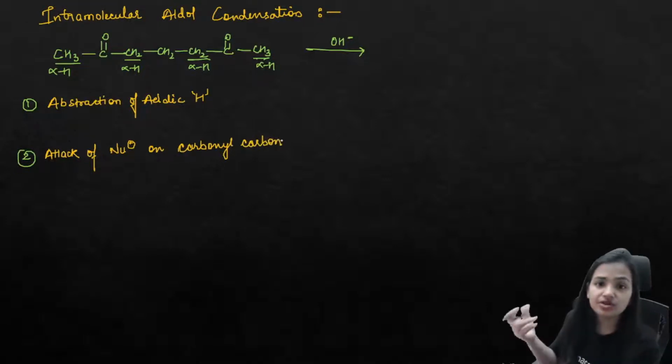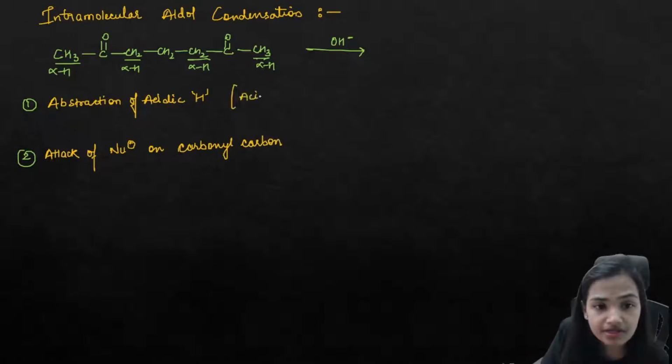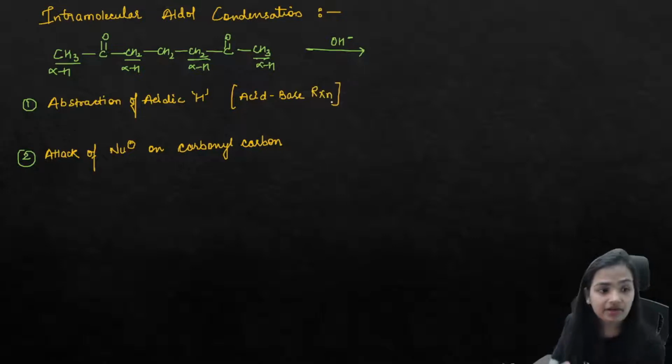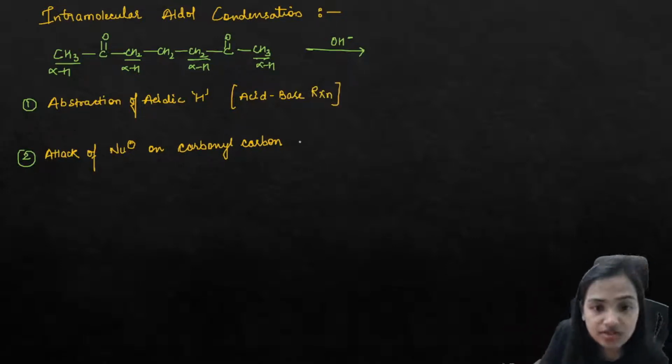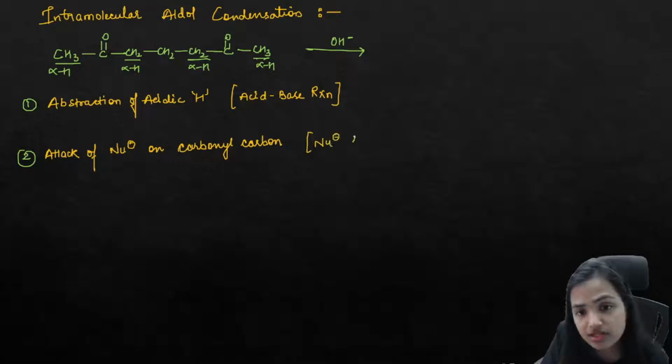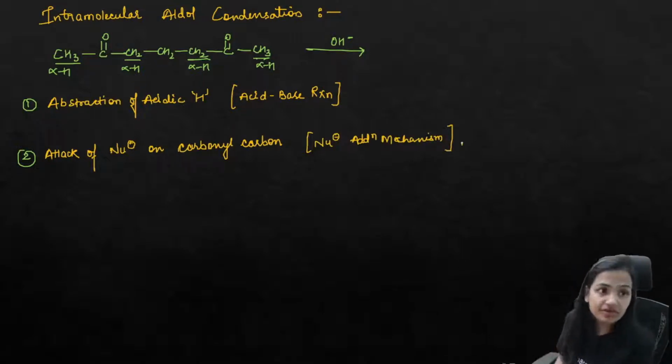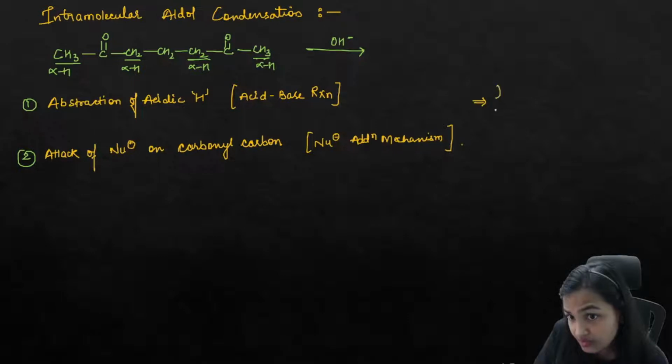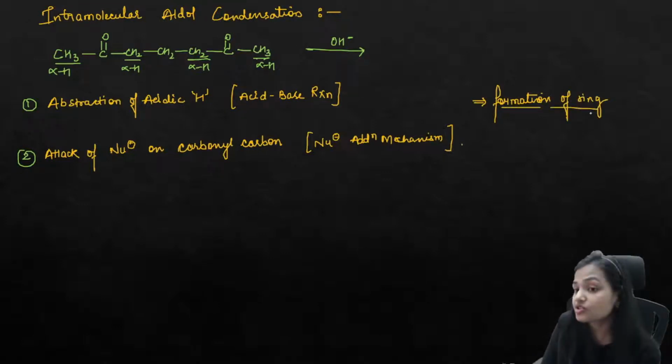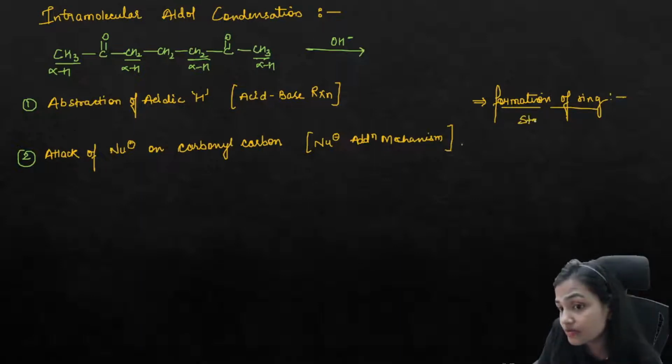When we do the abstraction of acidic hydrogen, it is simply an acid-base reaction. Base is reacting with the acid. And when we are doing the attack of a nucleophile on the carbonyl carbon, this is a kind of nucleophilic addition mechanism. These are the two steps, but when we focus on the intramolecular reaction, there will be a formation of a ring. Whenever there is a formation of a ring, we have to focus on the stability of rings.